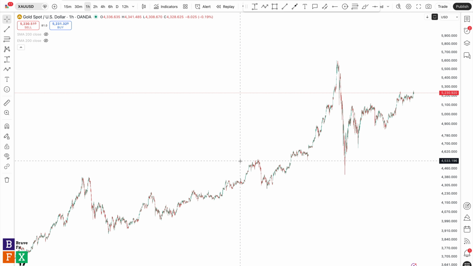Then we're going to talk about how to identify market structure, the easiest ways to identify it. And lastly, we're going to talk about how to take the best trades using market structure. So now let's get started.